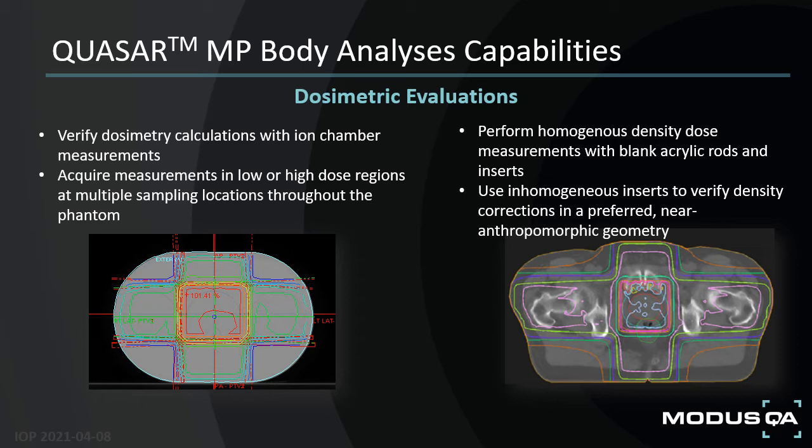However, something to note is that because all of this is done within this pseudo-anthropomorphic phantom, whose features really closely resemble that of a human thorax, it can provide the most clinically relevant information to the physicist, so that information can be directly applied to adjust their treatment plan accordingly.